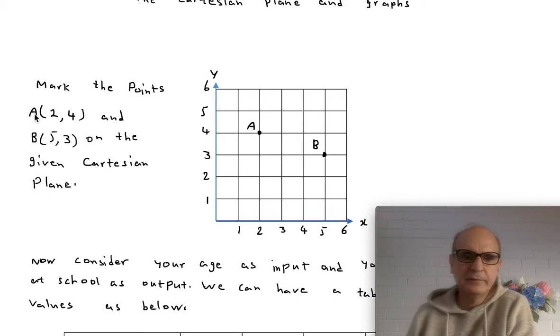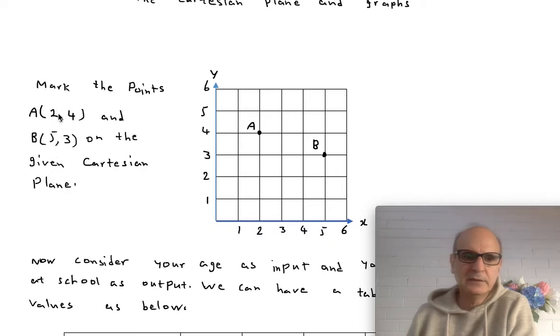So here I have the point A with an x value of 2 and a y value of 4. So remember, the first value is x and the second value is y. So I'm talking about the point A with an x value of 2 and a y value of 4. So how do I show that on a Cartesian plane?